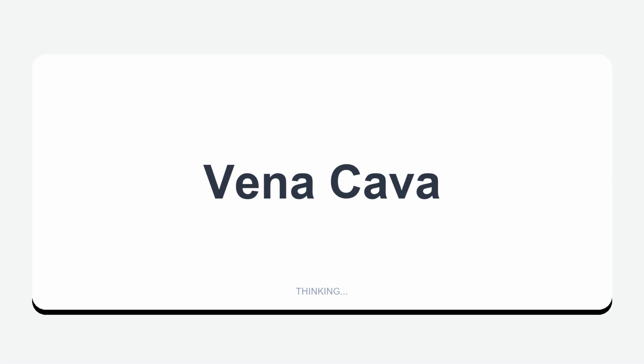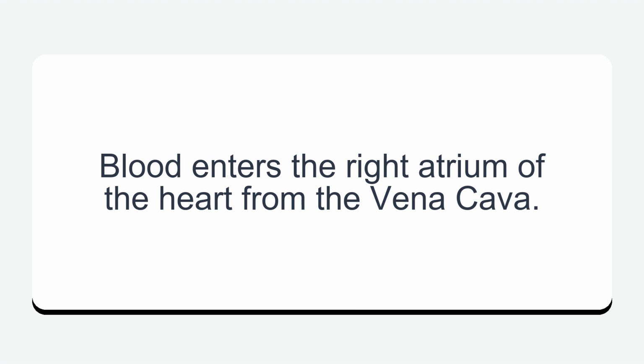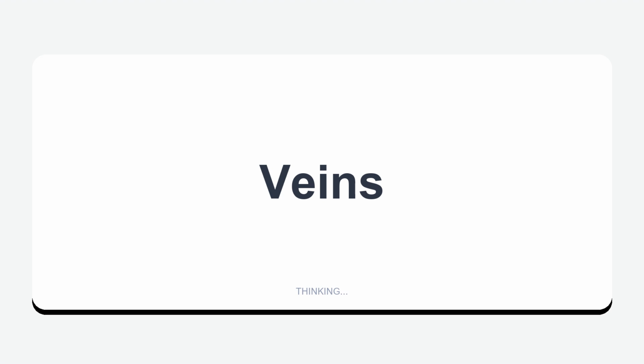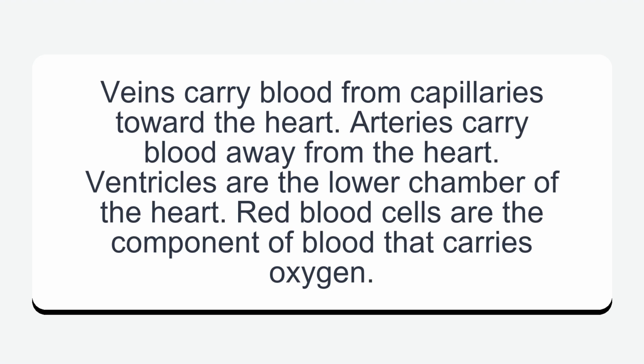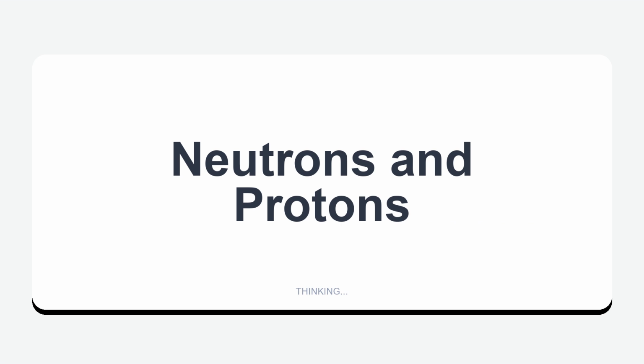Vena cava. Blood enters the right atrium of the heart from the vena cava. Veins. Veins carry blood from capillaries toward the heart. Arteries carry blood away from the heart. Ventricles are the lower chamber of the heart. Red blood cells are the component of blood that carries oxygen.